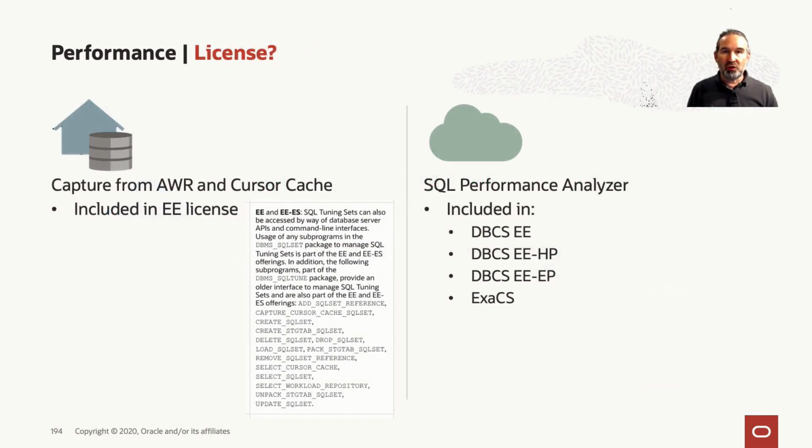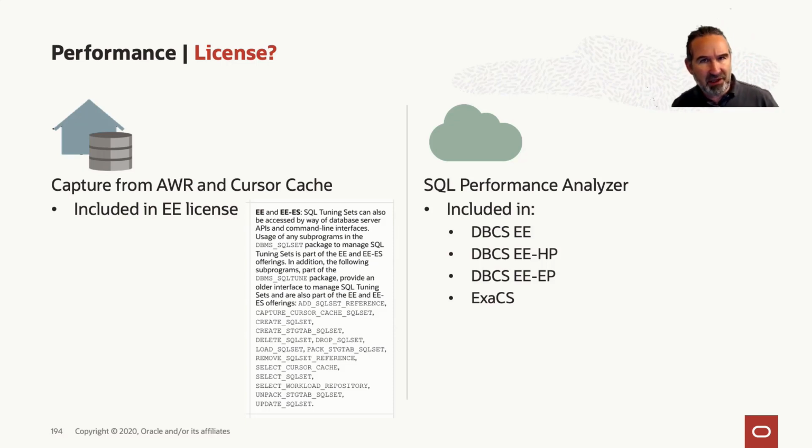So what would you do license-wise? No worries. Since a long time, I think since 12.1, we included the option to capture from AWR and cursor cache in Enterprise Edition with all these functions you see on the slide, like create SQL set, create a staging table, load SQL set, all these things, unpack, pack, license included in Enterprise Edition. So we put it into a staging table, we export a staging table, we move it to the cloud, and then we run the SQL Performance Analyzer.